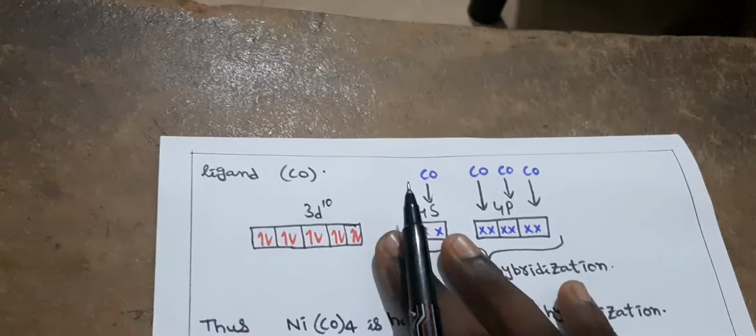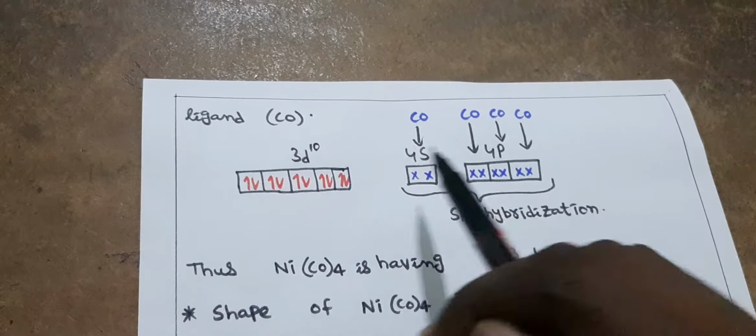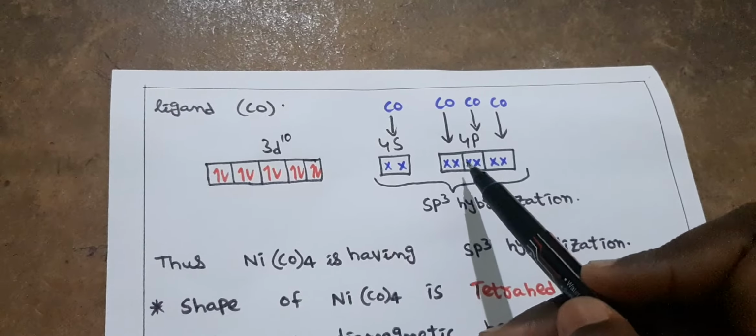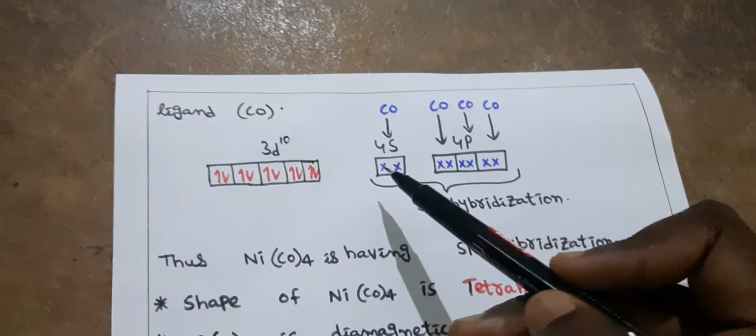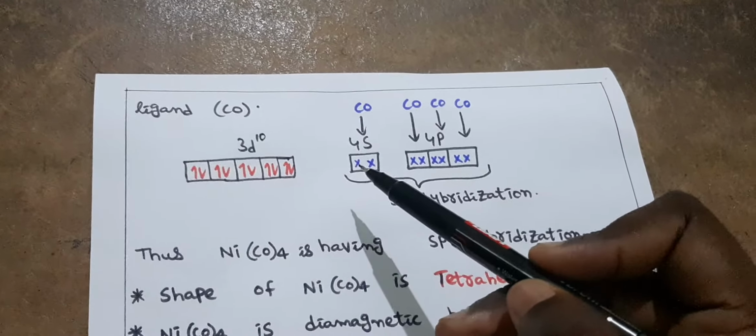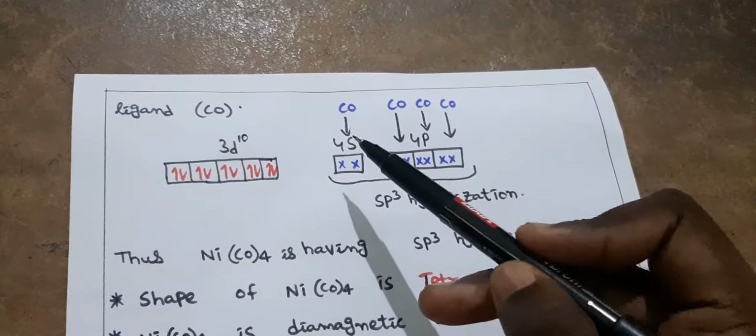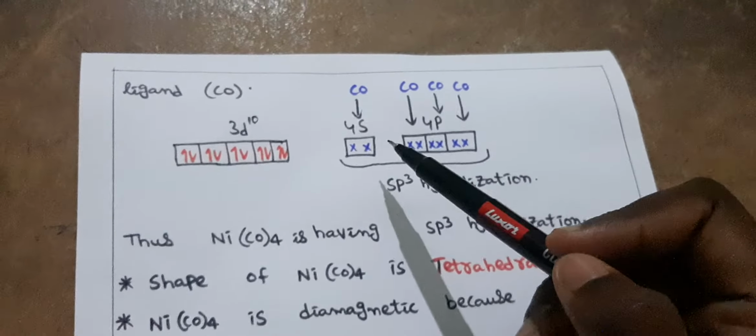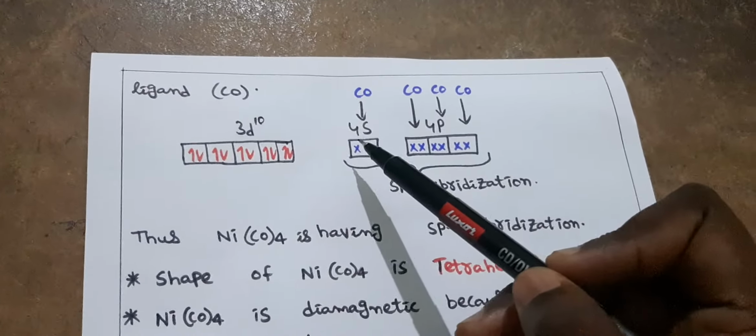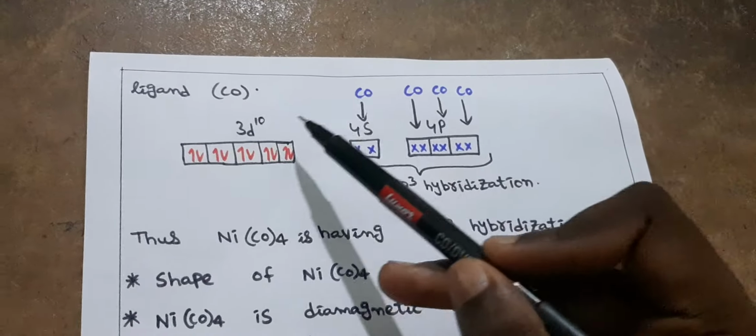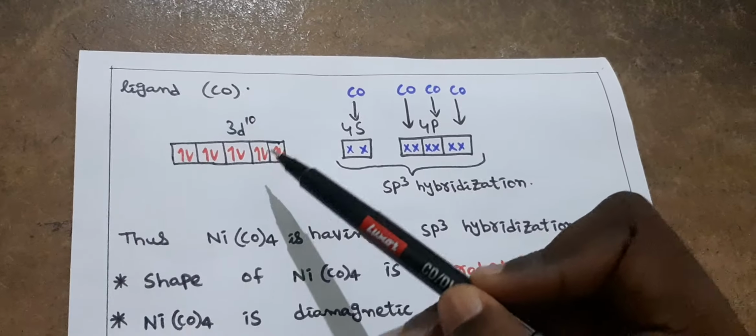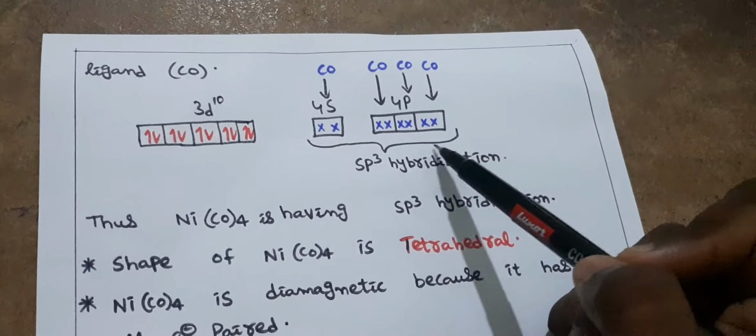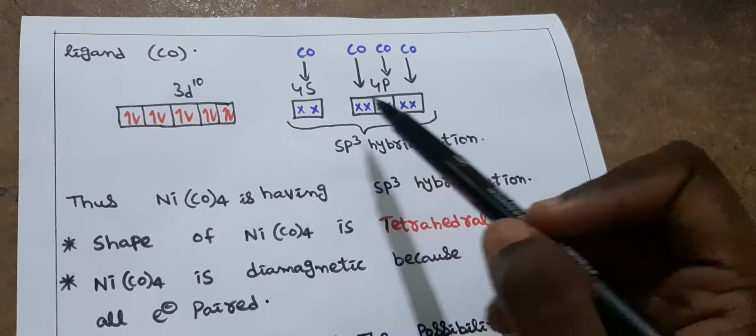Next, see, this is the perfect structure. Look, these electrons are given a different color. These are indicated in cross marks to let you know that these electrons are accommodated here by 4 carbonyl groups. That means due to the presence of strong field ligand, the electrons which are present initially in 4s are transferred to 3d and there the electron pairing has occurred. And here the sp3 hybridization is formed.